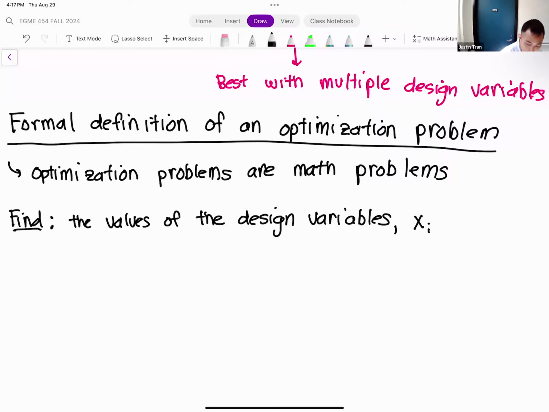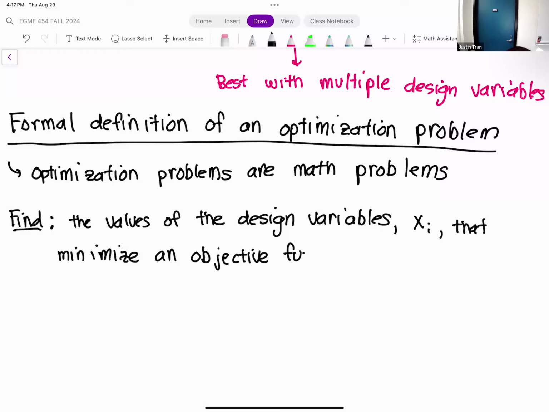Okay, so we want to find the values of the design variables x_i that minimize an objective function f. And this objective function f is a function of the design variables, so we say that it's f of x_i.